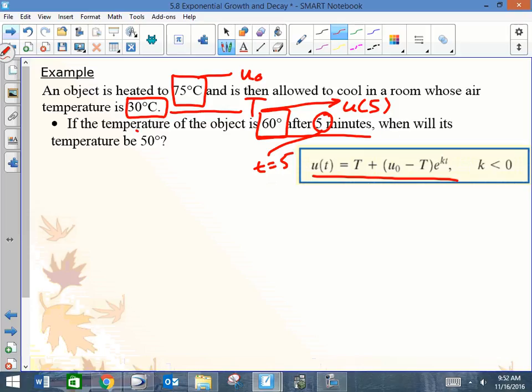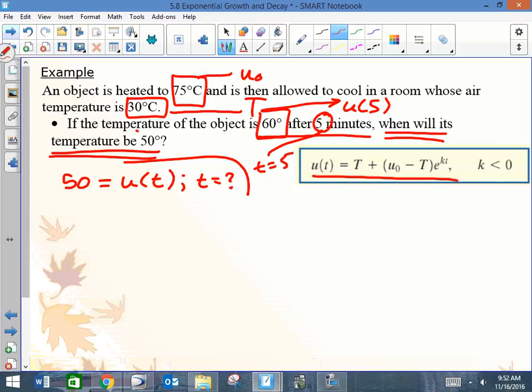And when will its temperature be 50? What are we looking for? What is 50? 50 equals what? U of T, where T is what? So, sometimes it's like, what are we looking for? That's what we're looking for. Okay, so here we go. U of T, we're going to find K to begin with.